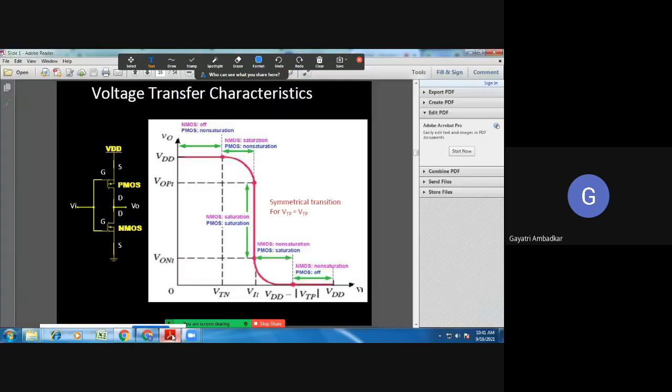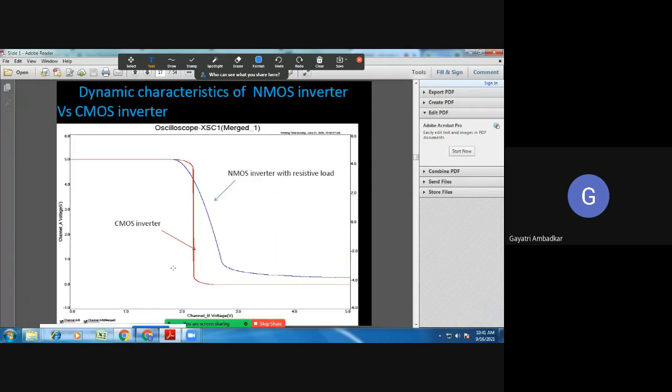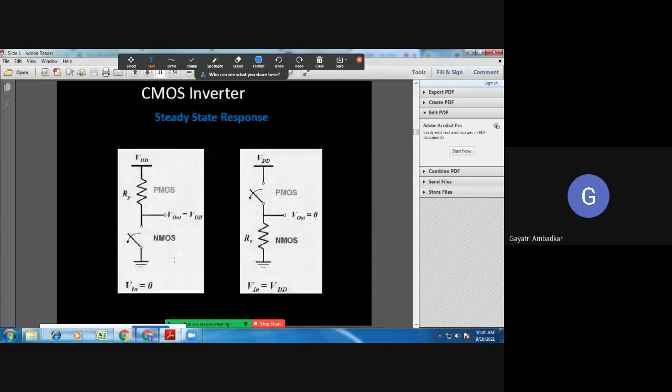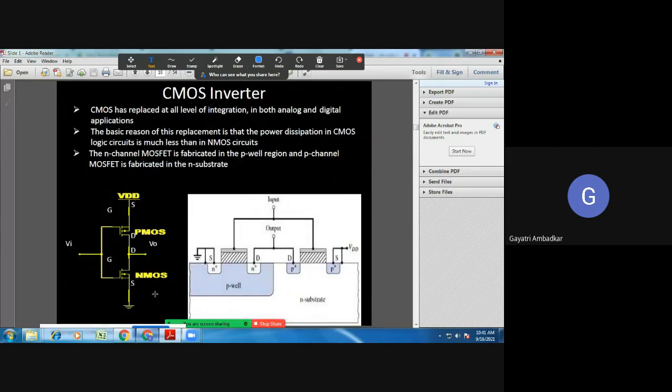Those advantages in this PPT. Okay, I have mentioned all those advantages here. But now we will first see how is the construction of CMOS. So you see how CMOS is formed.